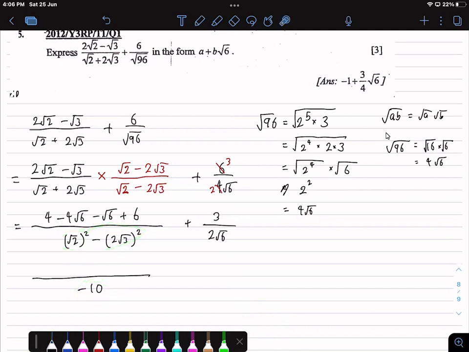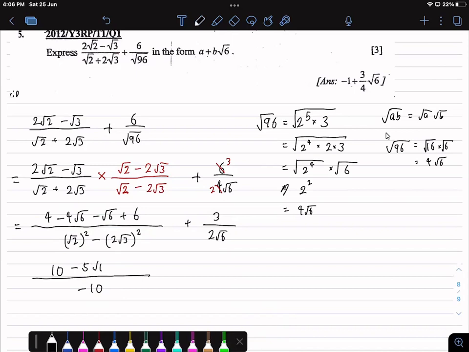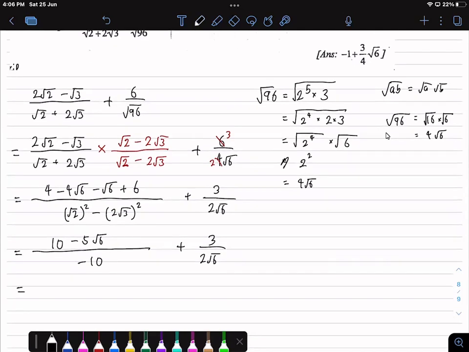Okay, then simplify numerator. 4 plus 6, 10. Minus 4 root 6 minus 1 root 6. Minus 5 root 6. Sorry. Plus 3 over 2 root 6. Sorry. Yeah, then we can simplify this as 10 over negative 10 plus negative 5 root 6 over negative 10 plus 3 over 2 root 6. Correct? Okay, simplify 10 over negative 10, negative 1. Plus negative 5 over negative 10, positive half times the root 6.